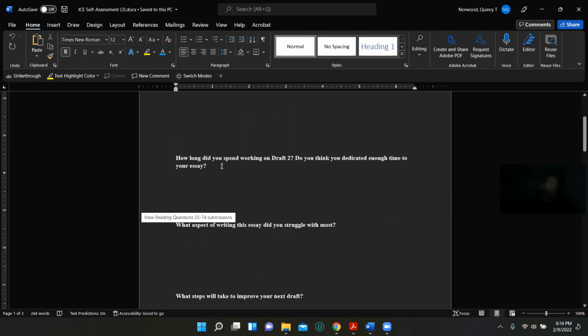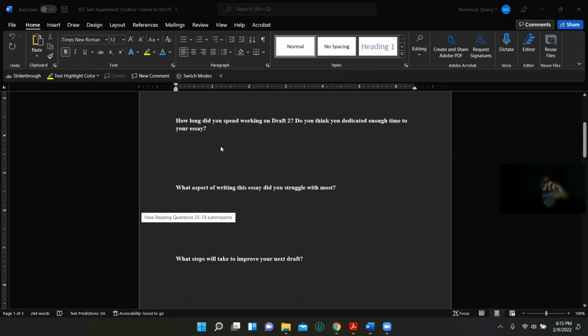How long did you spend working on draft number 2? Be honest, right? If you took it lightly and didn't spend that much time, put that and just say, I understand now I need to spend more time on my next draft. Maybe you spent too long overthinking it, put that as well. And then maybe the time you spent was appropriate for you. So whatever that is, just be honest with it. Because this is all about, again, just understanding your own process.